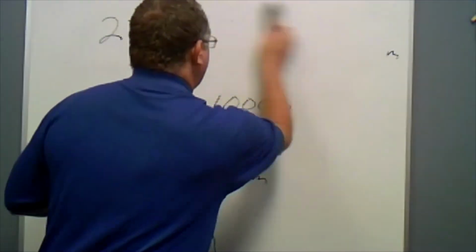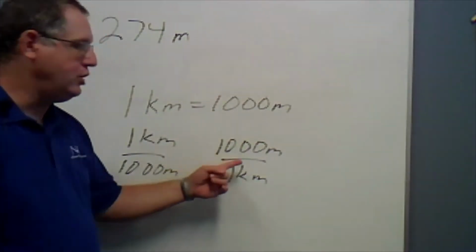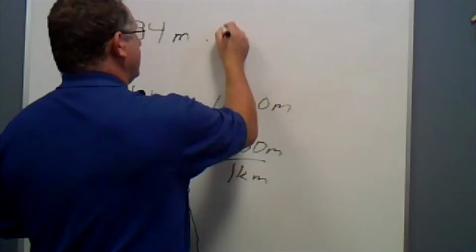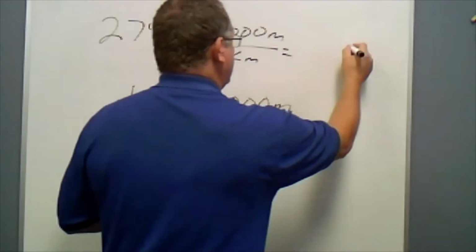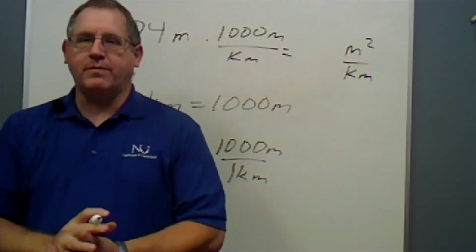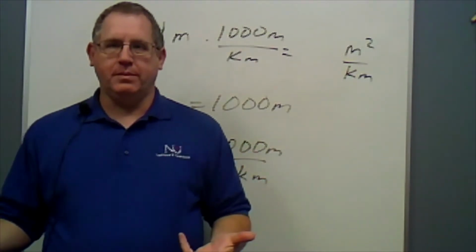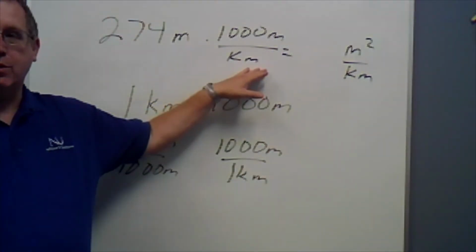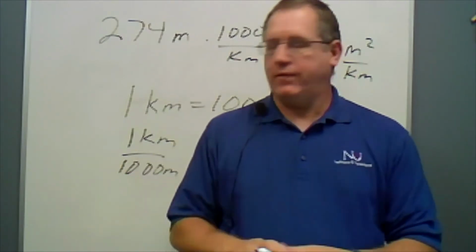So here I have, again, 274 meters. And let's say I chose the wrong conversion factor. Let's see what happens when I multiply that. This is times 1,000 meters per kilometer. When I get my units, that's going to be meters squared per kilometer. And while we can have meters squared per kilometer, this really doesn't tell us anything. So this is not the conversion factor we're going to use. So as long as I know two things are equivalent, I can use those as a conversion factor.